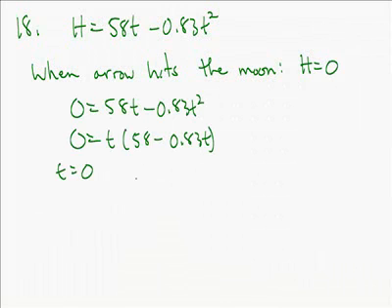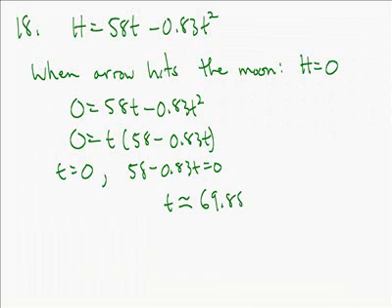So either t is equal to 0 makes this true, and that means at time t equals 0, the arrow was at the level of the moon, or 58 minus 0.83t equals 0. If we solve this for t, just put that in your calculator, which is going to amount to dividing 58 by 0.83, we get t to be approximately 69.88. And this is going to be, looks like, in seconds. So approximately 70 seconds after the arrow is shot up, it hits the moon. So now it's left to find the instantaneous velocity at that point.